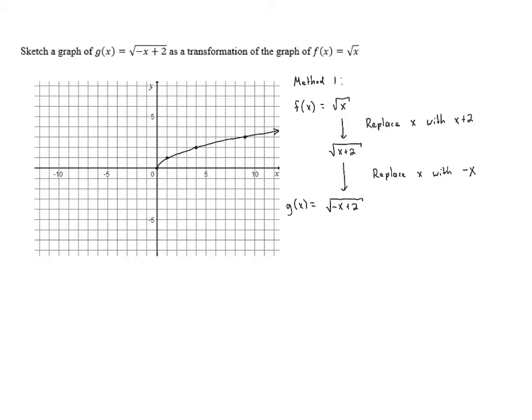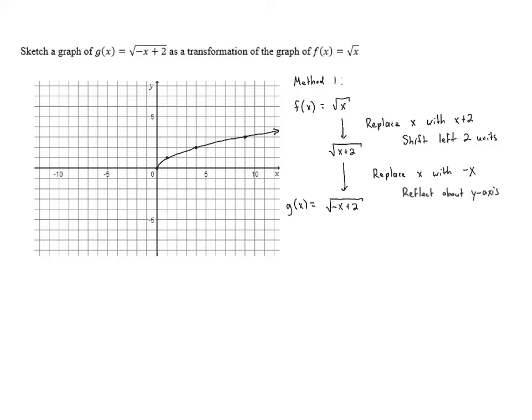So replacing x with x plus 2 is a shift left 2 units. And then replacing x with the opposite of x ends up being a horizontal reflection about the y-axis. So we can reflect about the y-axis. This is one way that we can end up getting the correct answer. And so what I want to do is graph this, and then talk about the other way, and talk about the common mistake that students make.